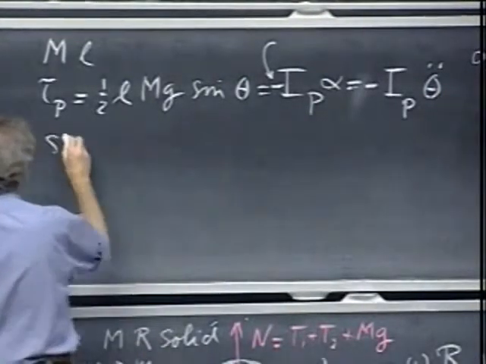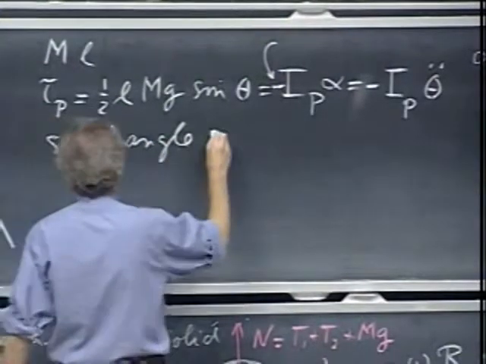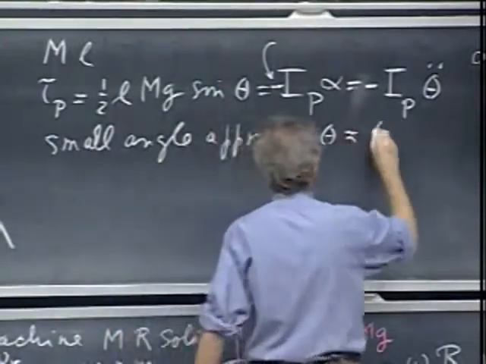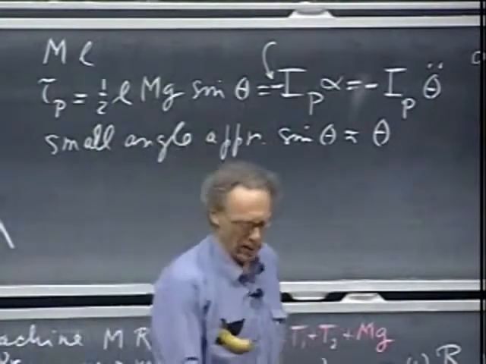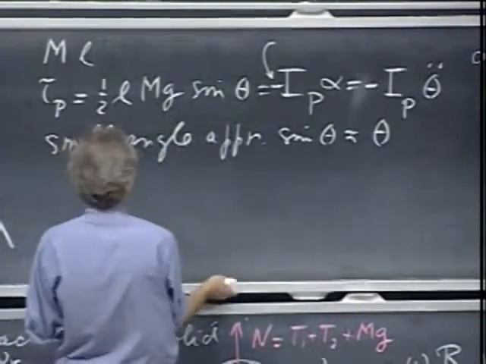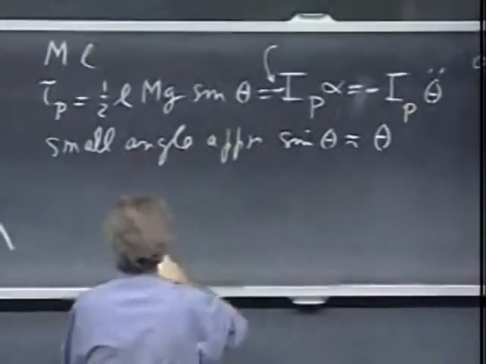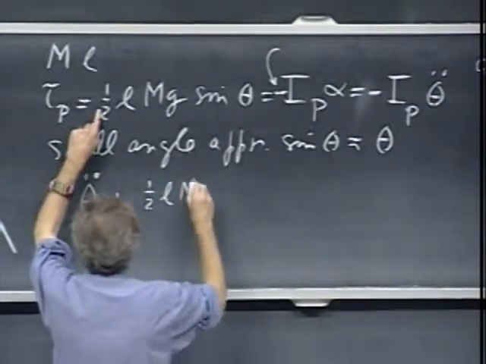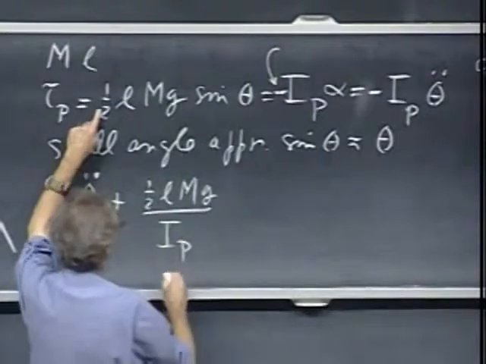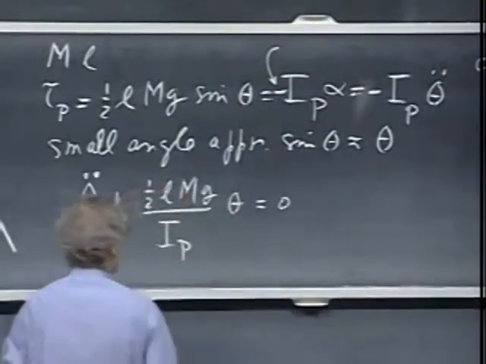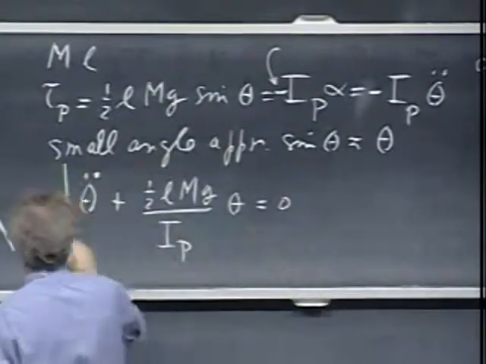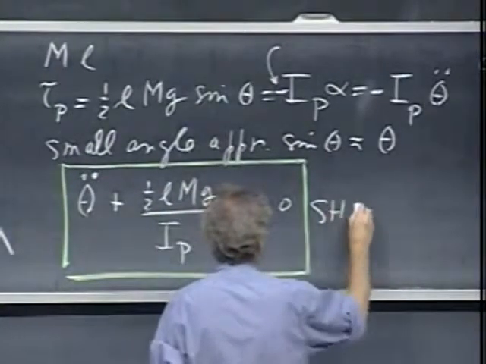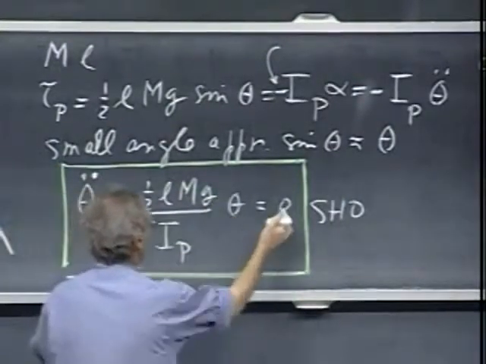Now if we take a small angle approximation, then the sine of theta is approximately theta if theta is in radians. And so I can replace now the sine of theta here by theta. And so now I find, if I bring this to the other side, theta double dot plus 1/2 L m g divided by the moment of inertia about point P times theta equals 0. Needless to say I'm happy like a clam at high tide, because I see here an equation which clearly tells me that we have a simple harmonic oscillation. Theta double dot plus a constant times theta is 0.